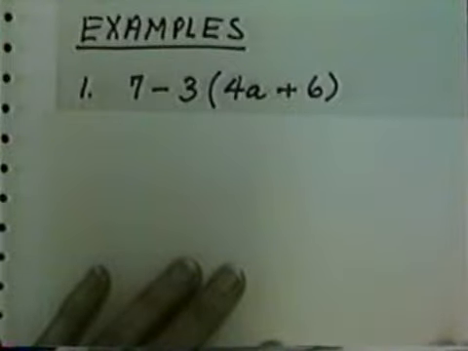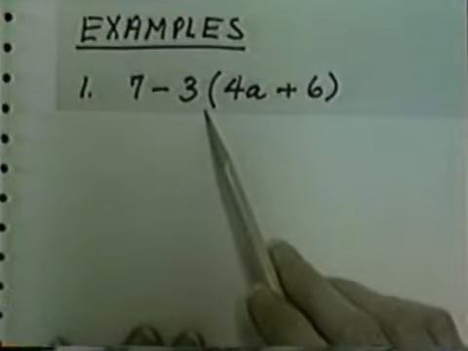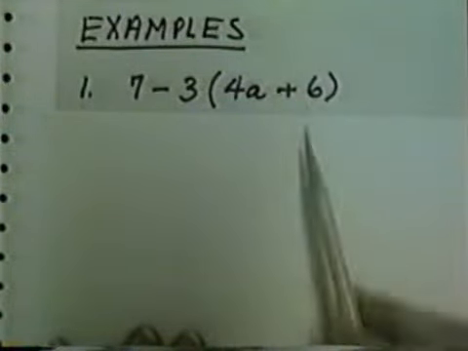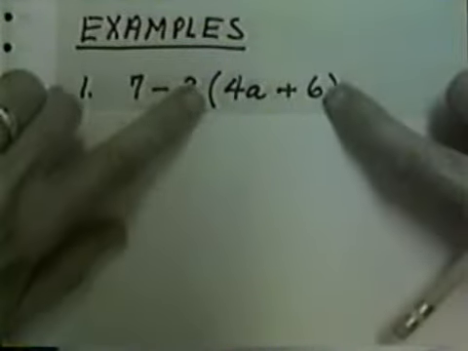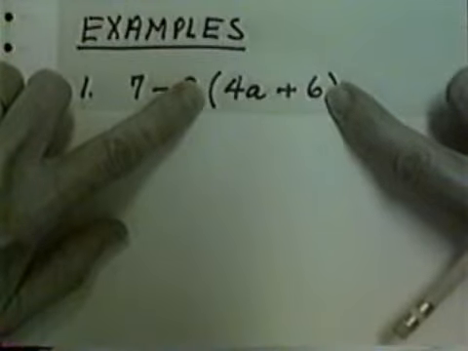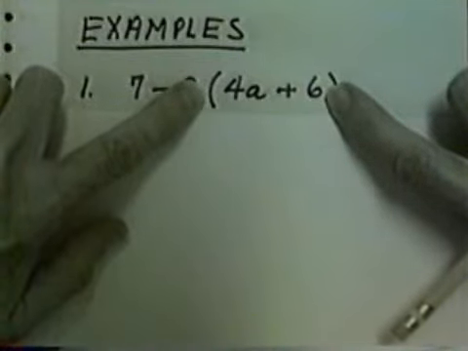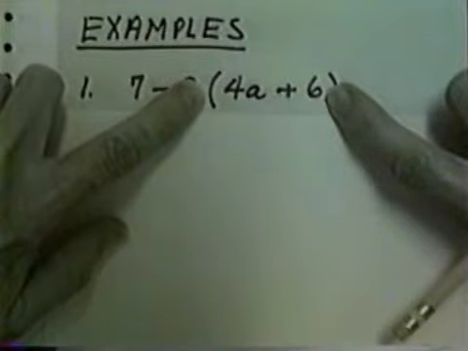Our first example is 7 minus 3 parenthesis 4a plus 6. Close the parentheses. The order of operations tells you that when you have subtract, multiply, and parentheses, you begin working inside the parentheses. Inside the parentheses, we have 4a plus 6. But 4a plus 6 cannot be simplified. These are not like terms, therefore they cannot be combined.